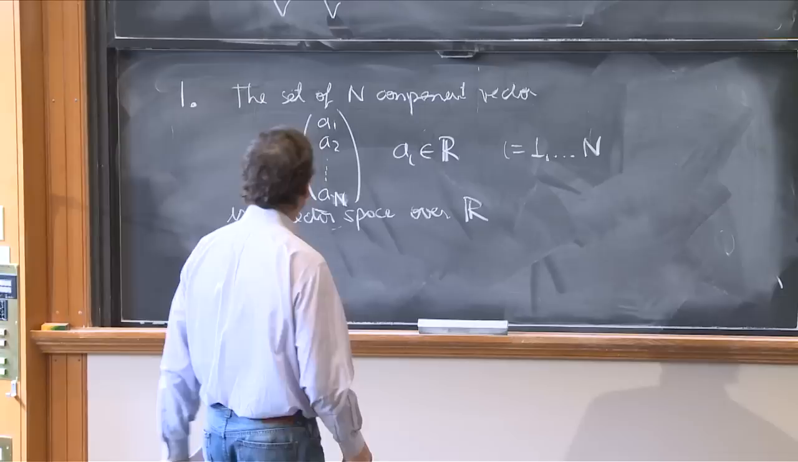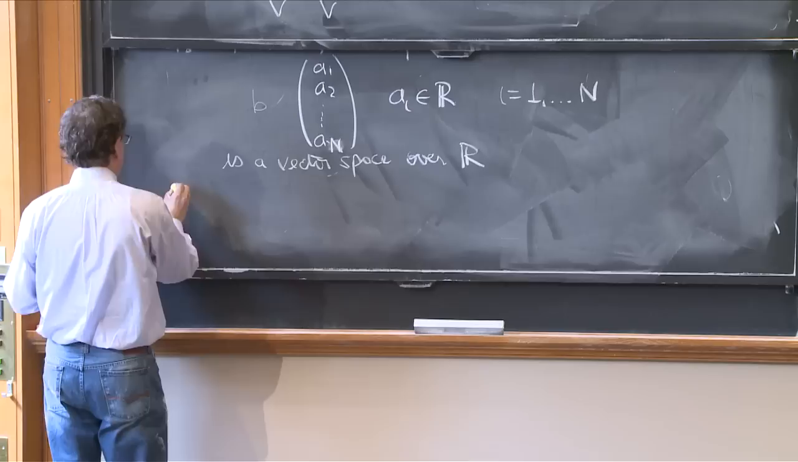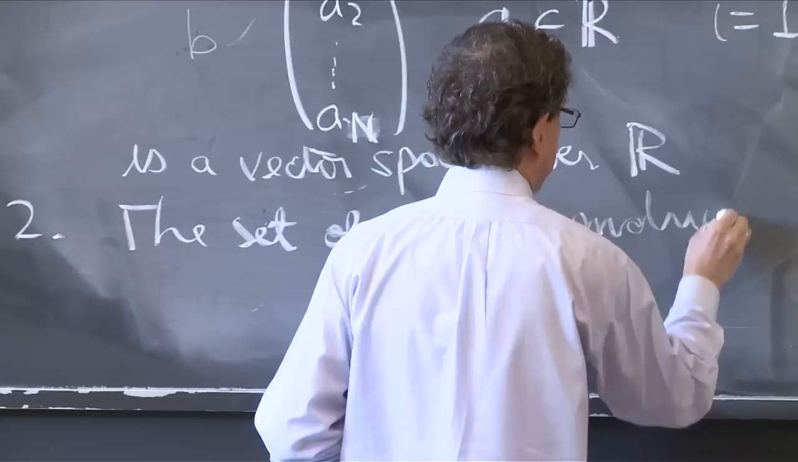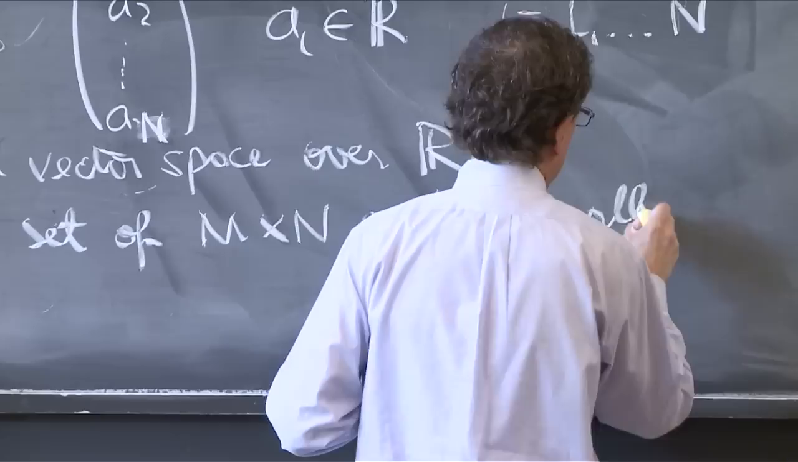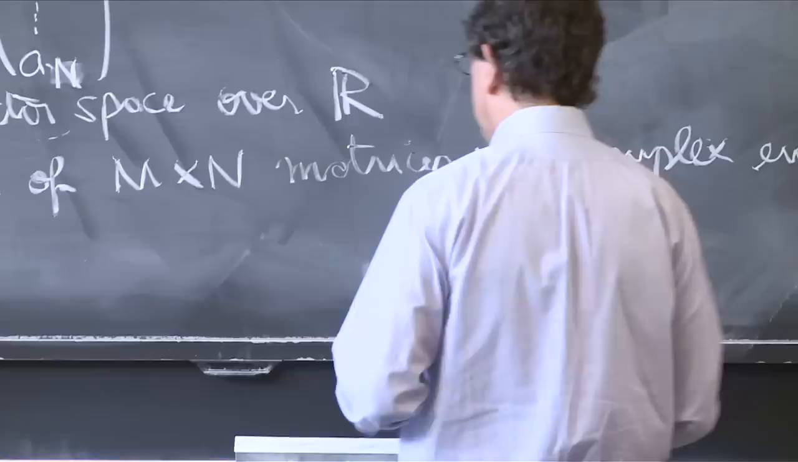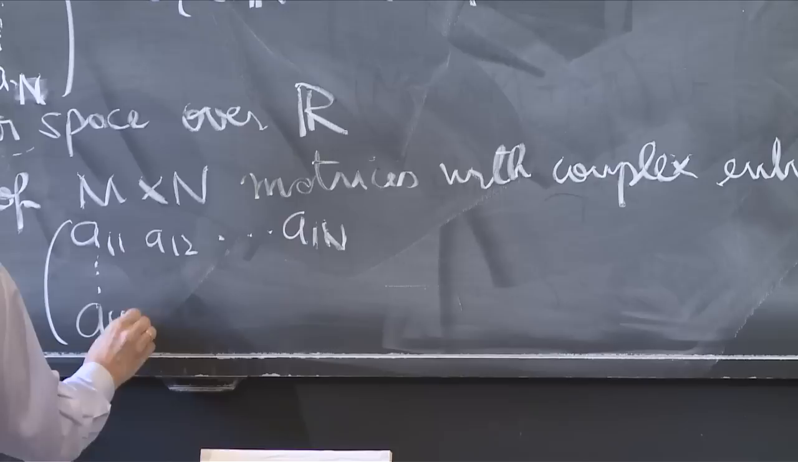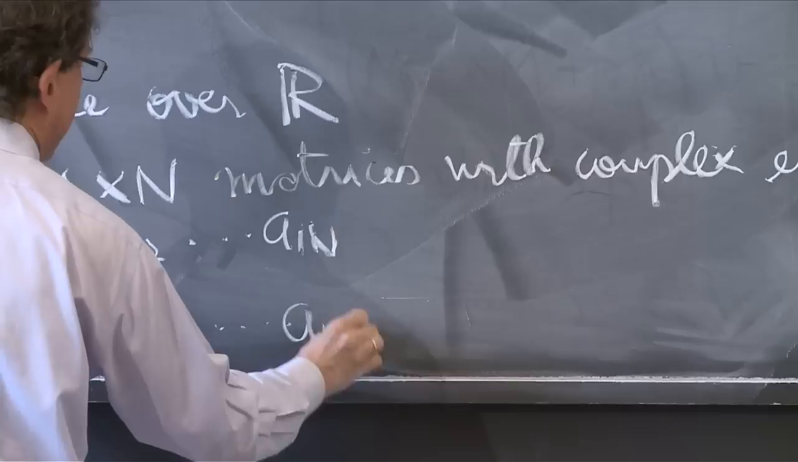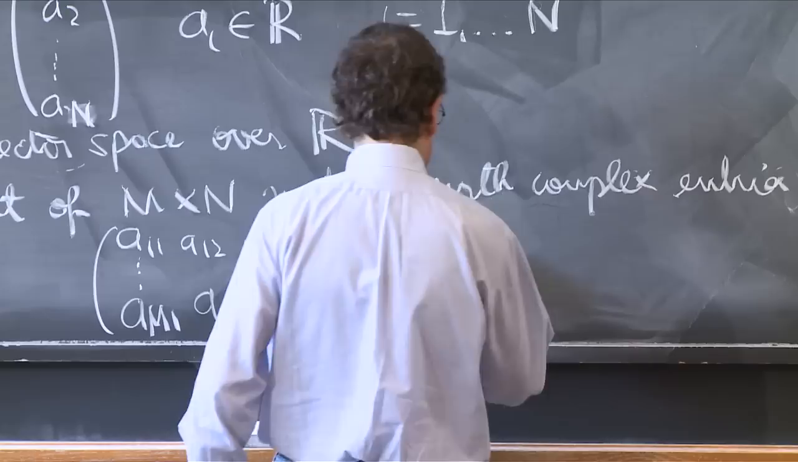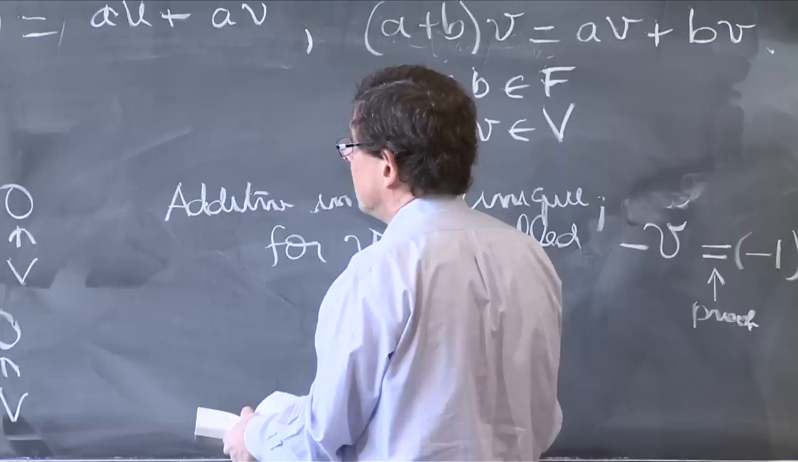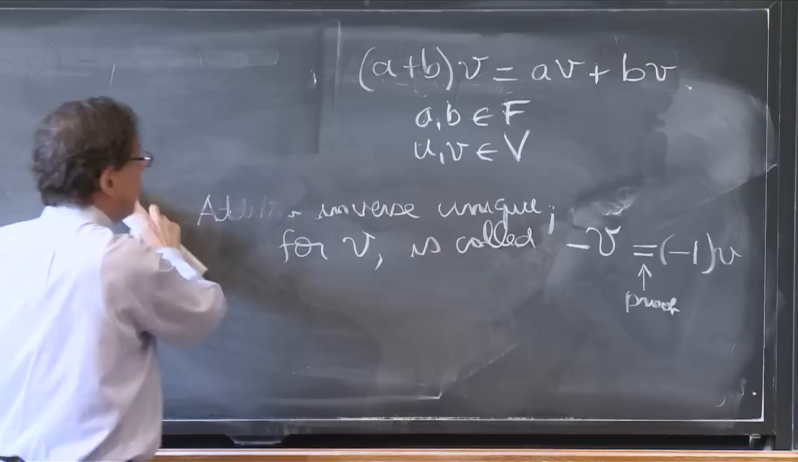Another one is kind of similar, too. The set of m cross n matrices with complex entries. So here you have it, A11, A12, A1n, and here goes up to AM1, AM2, AMN, with all the Aij's belonging to the complex numbers. Then you have that this is a complex vector space.